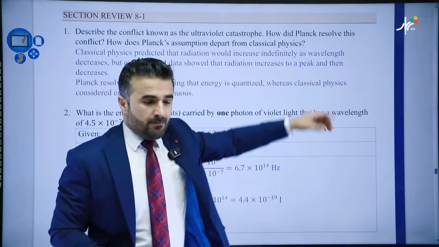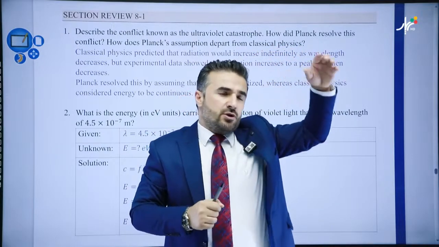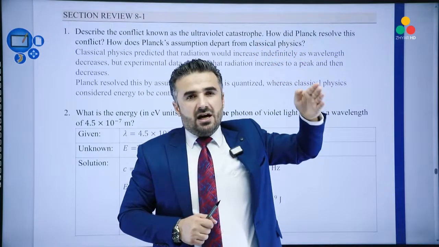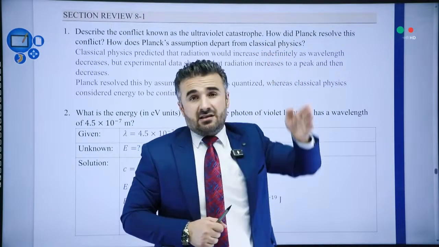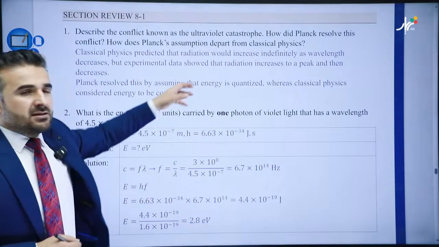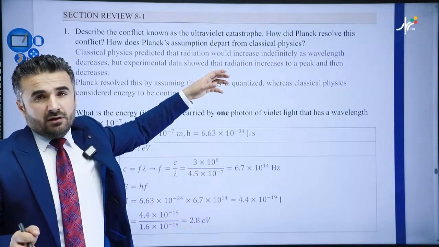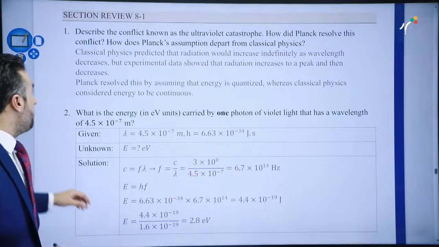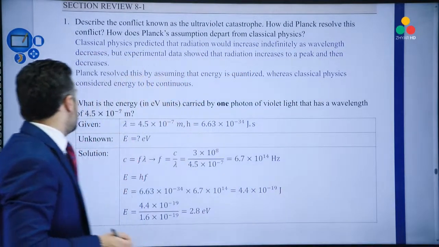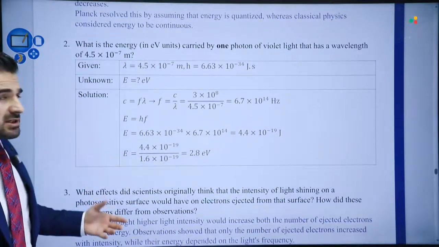The radiation increases until it reaches a peak, and after that, as the wavelength gets shorter and shorter, the radiation gets less and less until it approaches zero. That was the conflict between classical and experimental data. And of course, it happened in the ultraviolet region. That is why we call it the ultraviolet catastrophe. Okay? And then Planck resolved this by assuming that energy is quantized, while classical physics considered energy to be continuous.